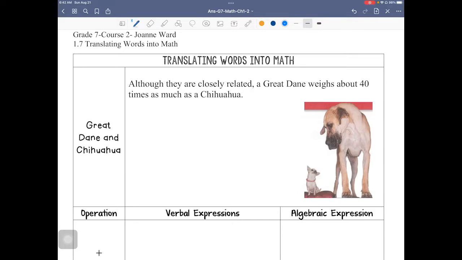So course 2, grade 7, 1.7, I want to talk about how do we translate words in math. So now I have Great Dane and Chihuahua. Although they are closely related, a Great Dane weighs about 40 times as a Chihuahua. So what it says is a Great Dane weighs 40 times as much as Chihuahua. Okay, so a Great Dane equals to 40 times of Chihuahua.